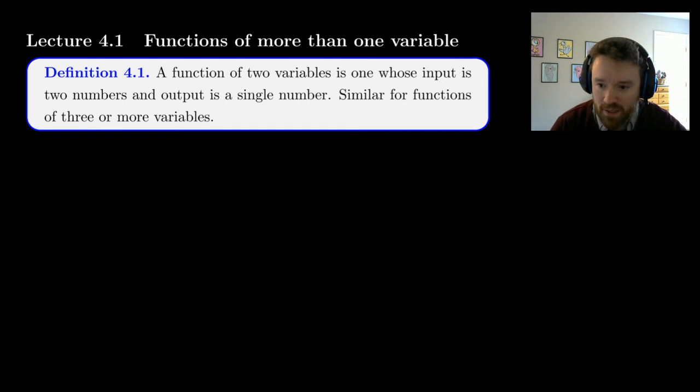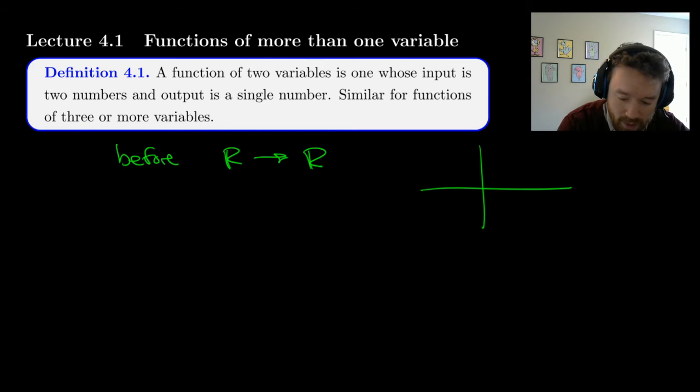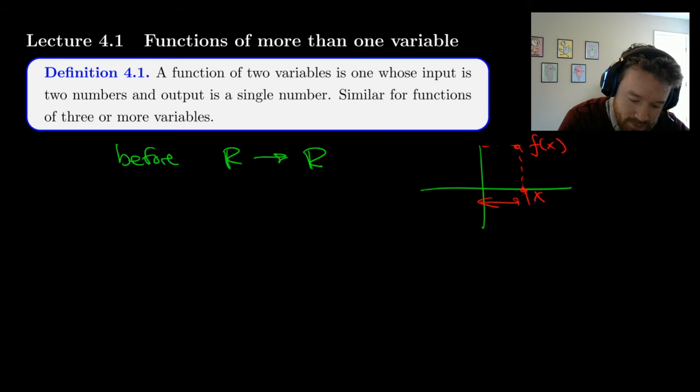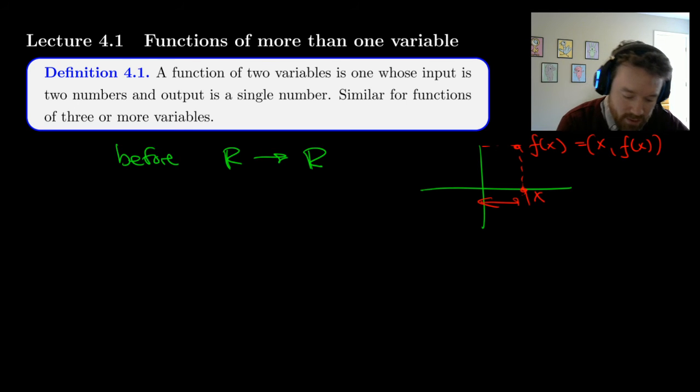So the difference here is before, we've always looked at functions from R to R, right? If we looked at what this thing looks like, we were inputting some x. So our input was x, and our output was some f of x, right? So this gave us points in the plane, x, f of x, if we graphed them. Okay, so today we'll be talking about functions from R2.